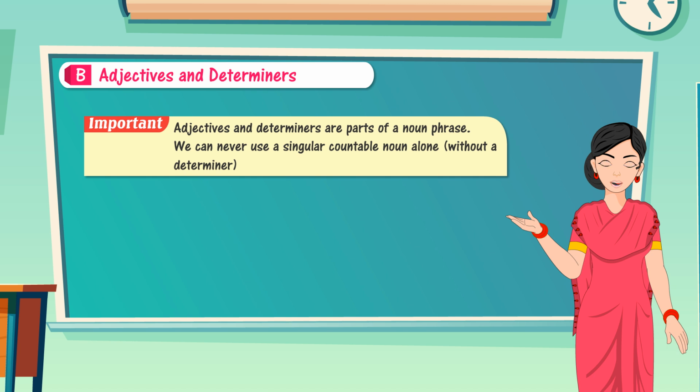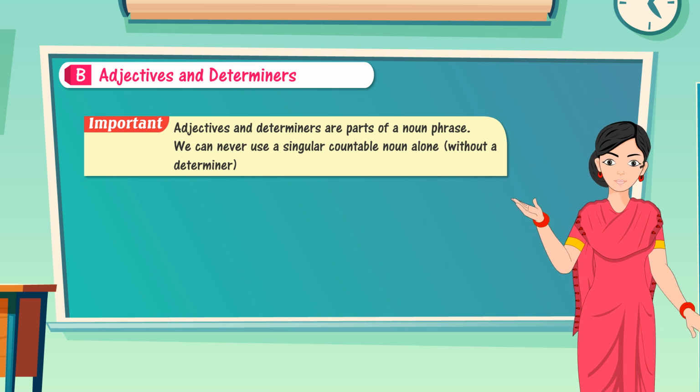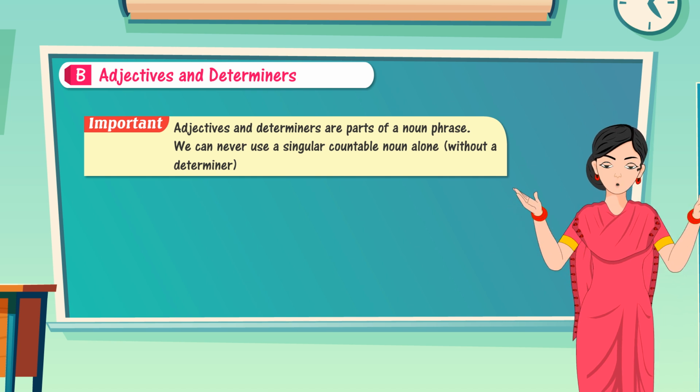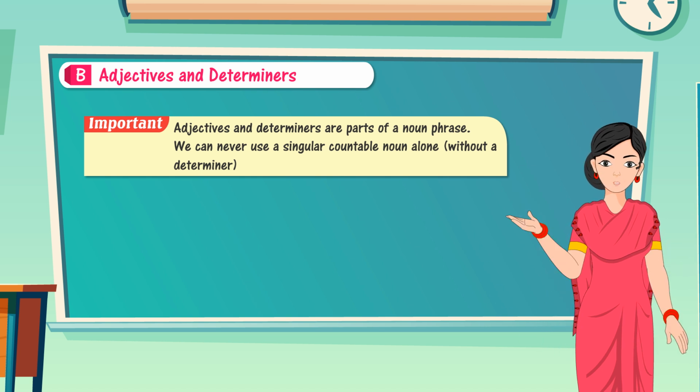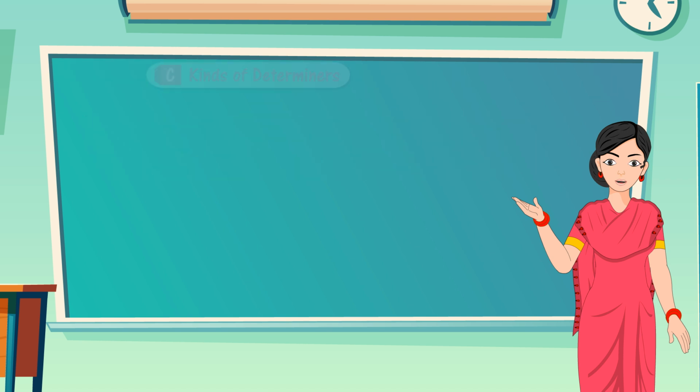Important. Adjectives and determiners are parts of a noun phrase. We can never use a singular countable noun alone without a determiner.